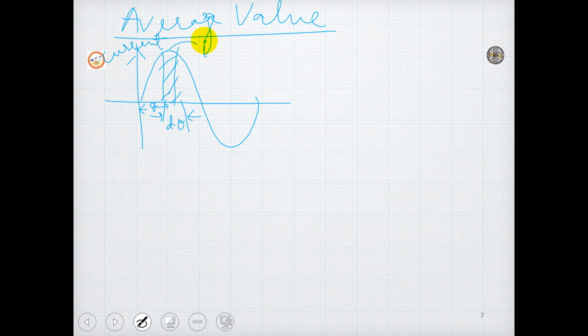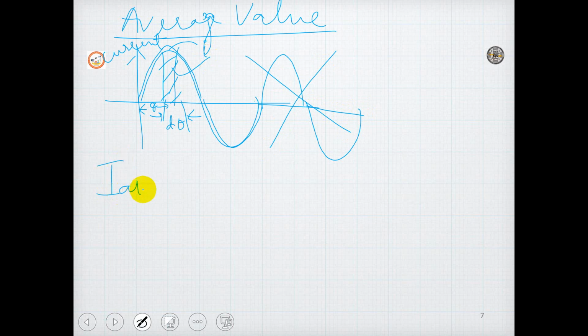Now considering this elemental interval d theta as shown in the figure, the average value of a symmetric periodic waveform, because the positive is symmetric with the negative here, is to be determined for only half cycle. Either we take the positive or negative, because later on it is symmetric. Again it goes positive, again it goes negative. So considering only one positive or negative cycle is sufficient to calculate the average value.